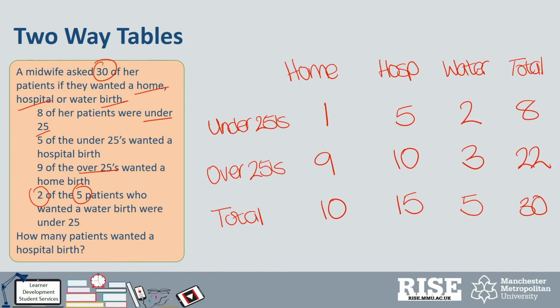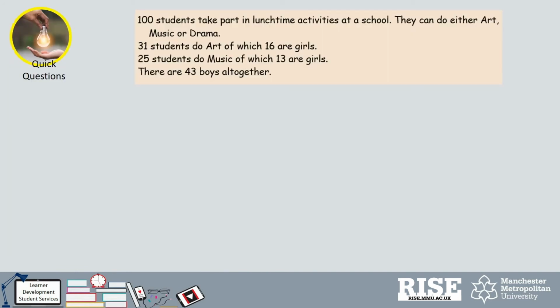Now I can answer the additional question at the end. How many patients wanted a hospital birth? So the total for the hospital birth is 15. Try this question now. Pause the video and complete a two-way table for the information given.